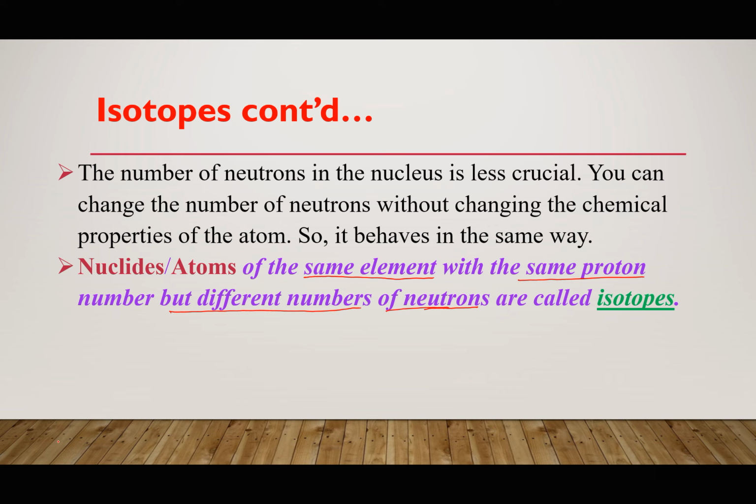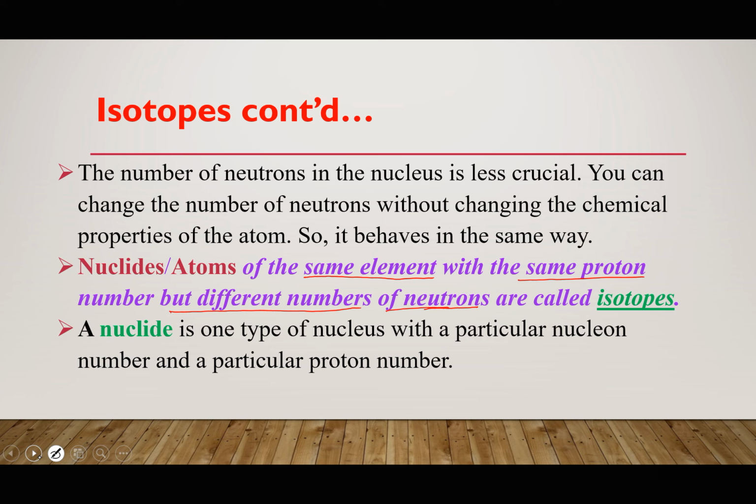By the way, what is a nuclide? A nuclide is one type of nucleus with a particular nucleon number and a particular proton number. That is what we call a nuclide. So if we have nuclides that have the same proton number, but different numbers of neutrons, then we shall call them isotopes.